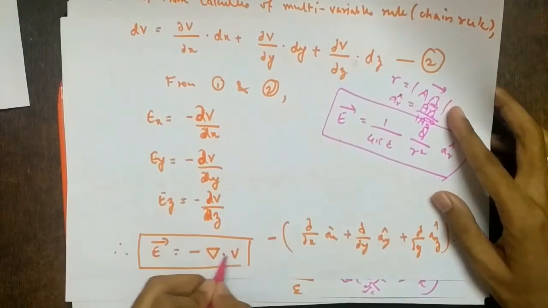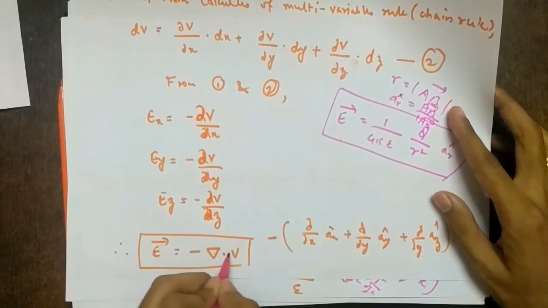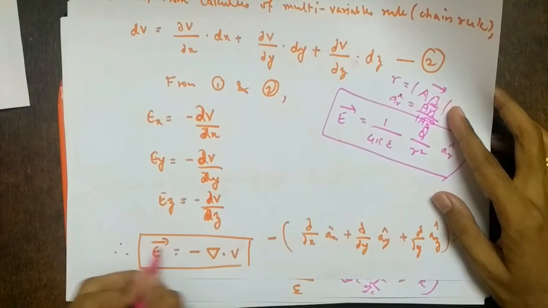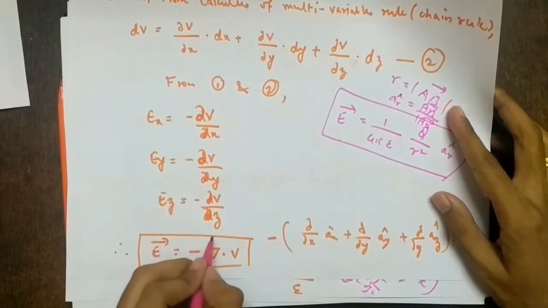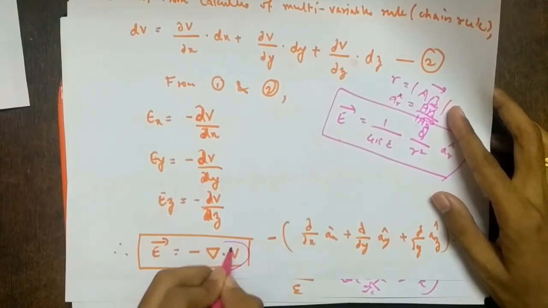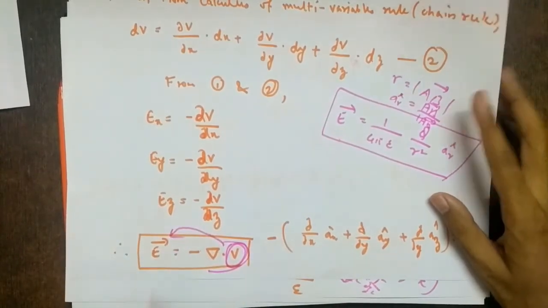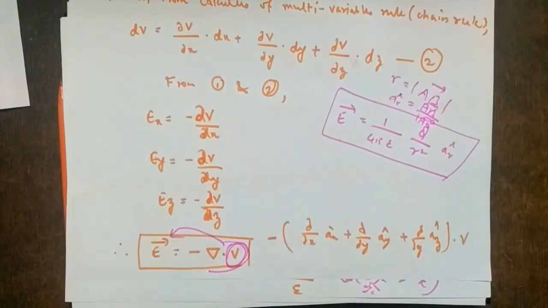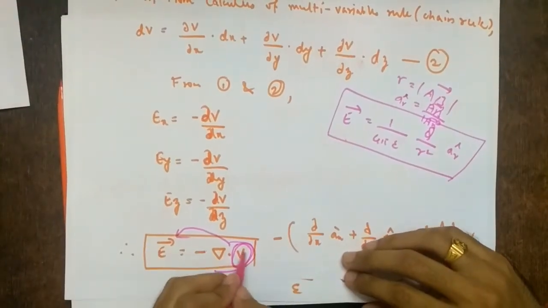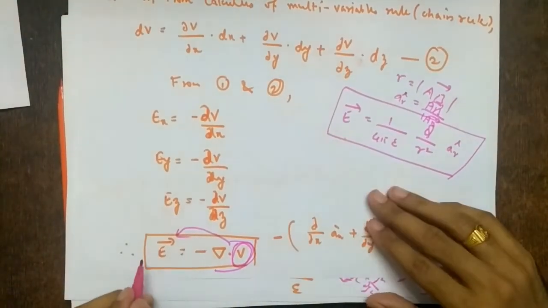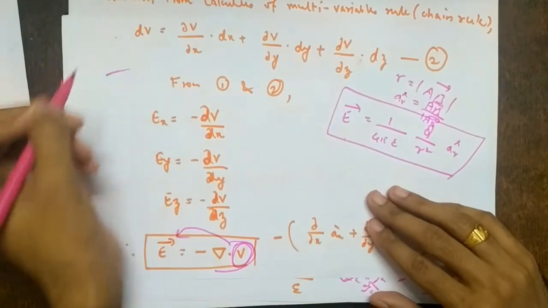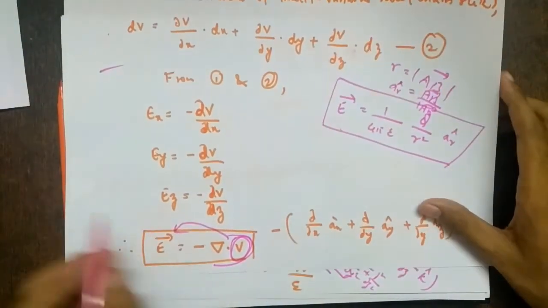If you know the potential, you just apply this formula, minus del V. What will you get? You will get the E vector. And what is the beauty of this equation? Potential is a scalar, so from a scalar you are getting a vector. So usually, if you know the potential, it is very easy to find the electric field. That is why this topic is important, and that is why this is usually asked in the exam.